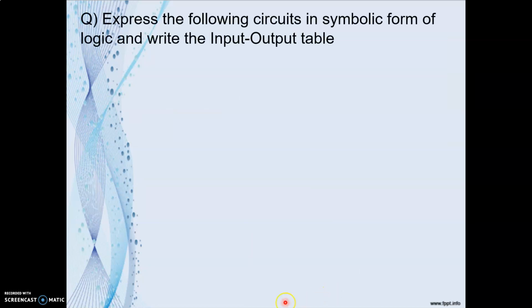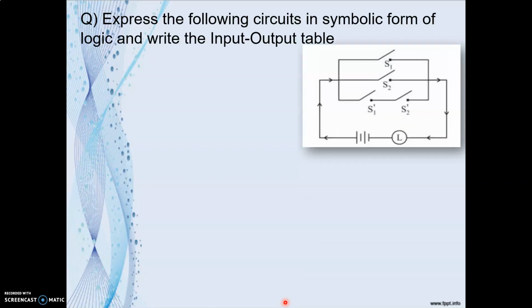Express the following circuits in symbolic form of logic and write the input output table. So we'll discuss one example. This is the circuit given here. Here S1, S2, S1 dash, S2 dash. Actually, 4 switches are given. S1, S1 dash are complementary switches. S2, S2 dash are complementary switches.